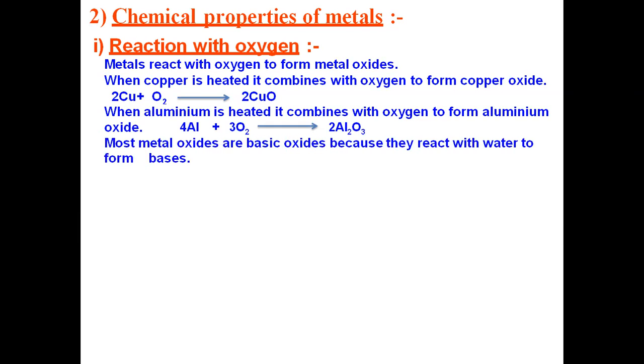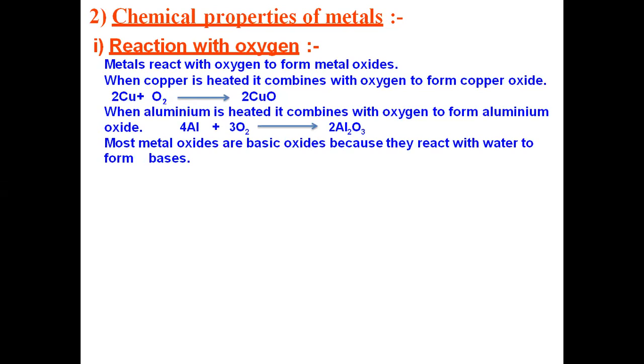And these metal oxides which are formed, if they are made to react with water, they always form bases. Since the oxide produces a base with the water, the oxides are called basic oxides. So any oxide, when it reacts with water, if it gives a base, then that oxide is called a basic oxide. Most of the metal oxides are basic in nature.